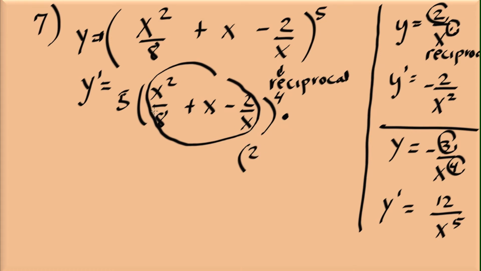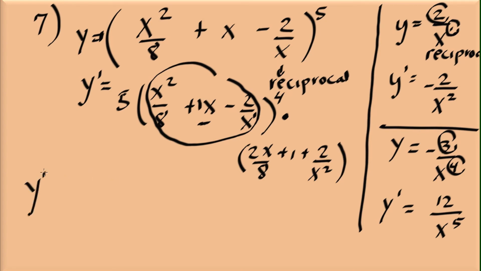2x, okay? So the derivative of x squared over 8 is 2x over 8. The derivative of x is 1 because there's a coefficient of 1, plus 1. And then for the reciprocal 2 over x, we multiply this 2 and 1, and we're going to switch the sign. So now it's a plus 2 over x squared, because the exponent 1 downstairs will become a 2. Okay, so that's the derivative.